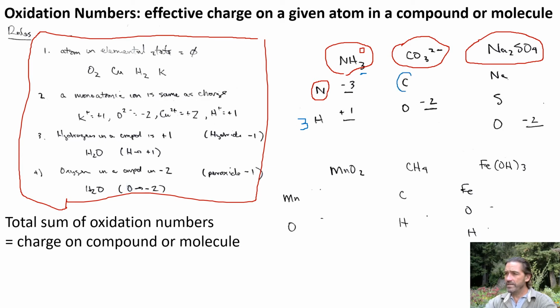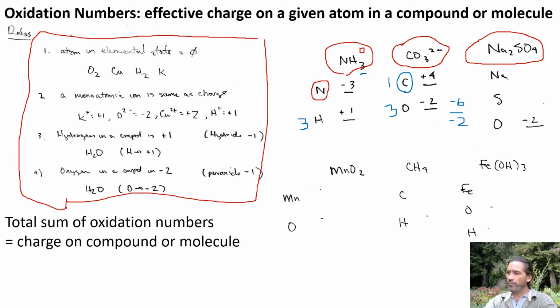What is the charge on this carbon? Well, we have 3 oxygens at -2, so that's a -6. But remember, this has to add up to -2. We have 1 carbon, so what is the charge on that carbon? +4. +4 plus -6 is -2.